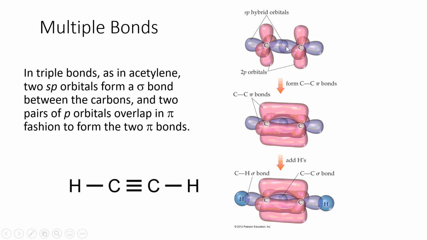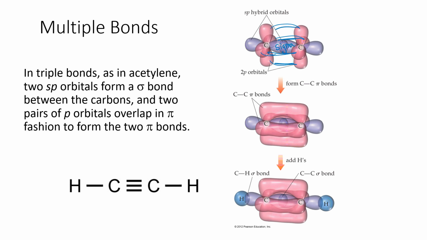Here's an example of what a triple bond would look like. So in a triple bond, you're going to have these purple ones represent our sigma bonding. And then you see we're going to have some pi bonding happening with these orbitals. And then you would also have some pi bonding happening here with these orbitals.